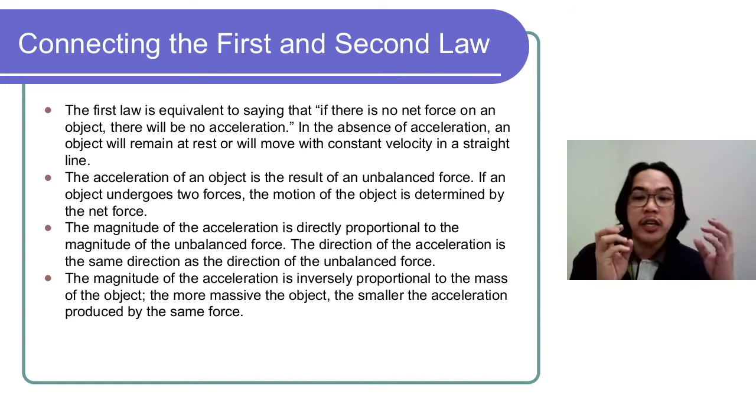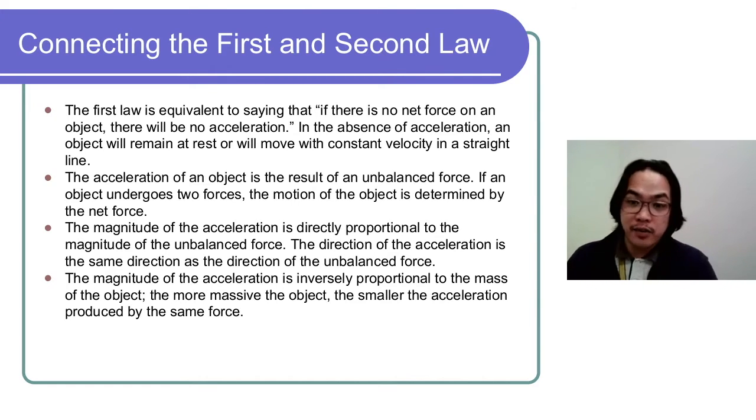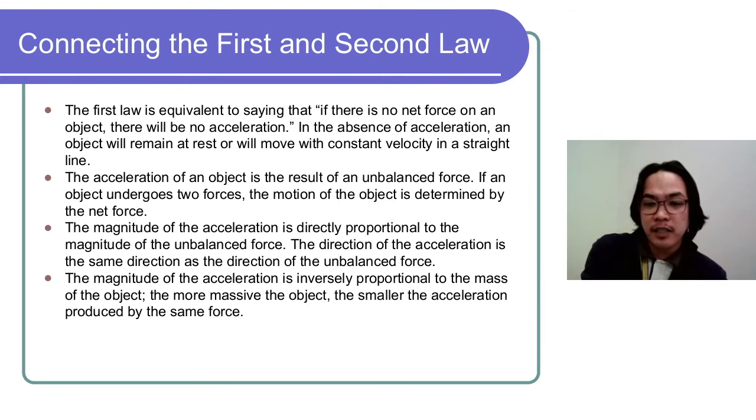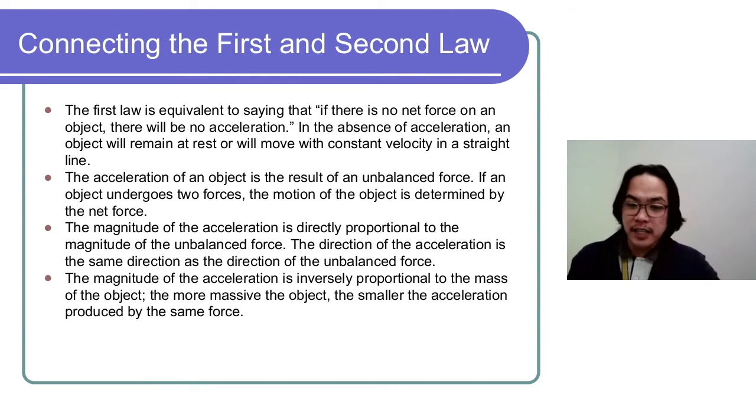So if you connect it to the first law, our second law is the law of acceleration. And the law of acceleration came into existence because of unbalanced force. So when you apply an unbalanced force to an object that is at rest, then there will be acceleration. So the acceleration of an object is the result of an unbalanced force. So if the object undergoes two forces, the motion of the object is determined by the net force.